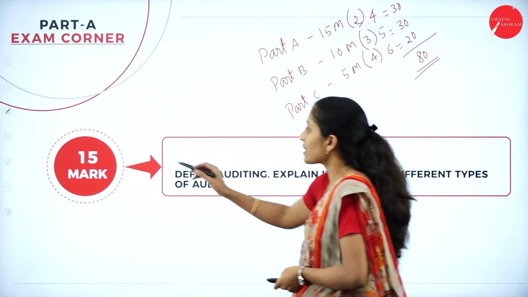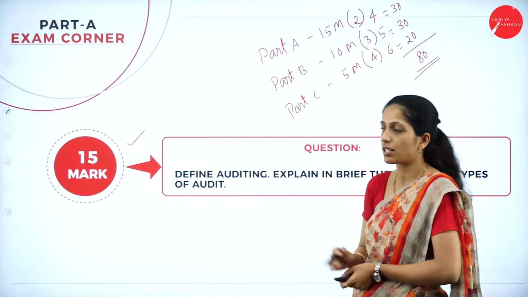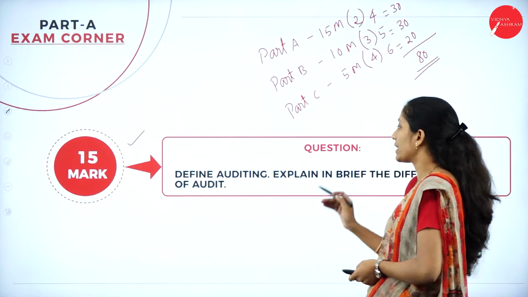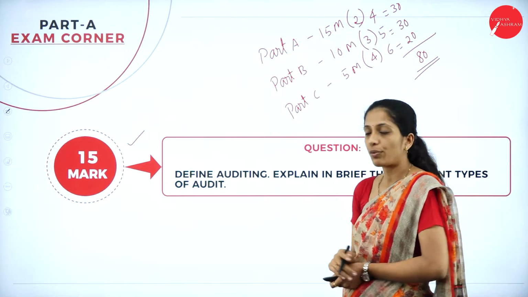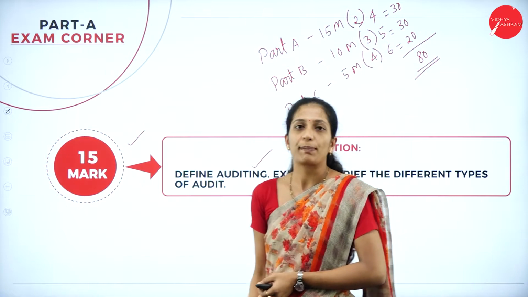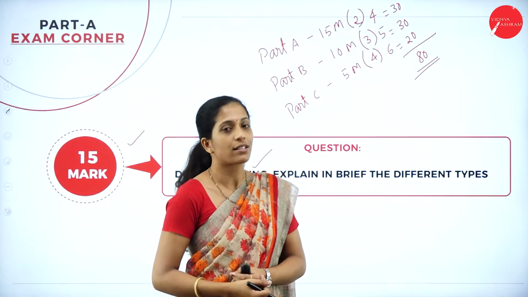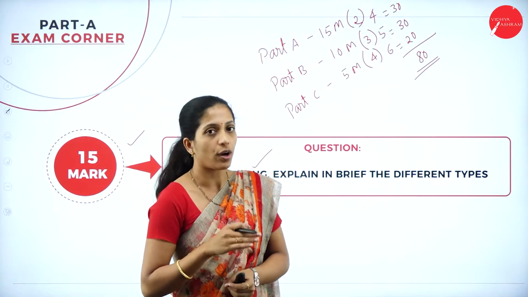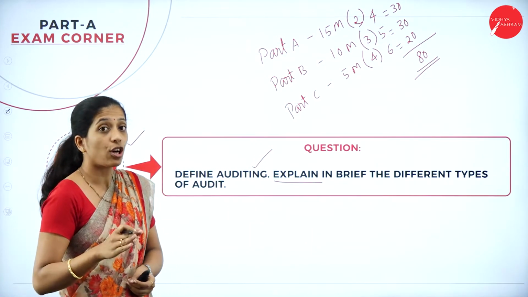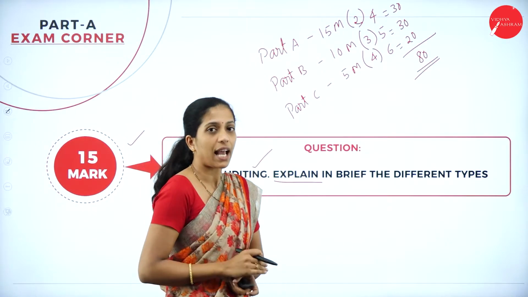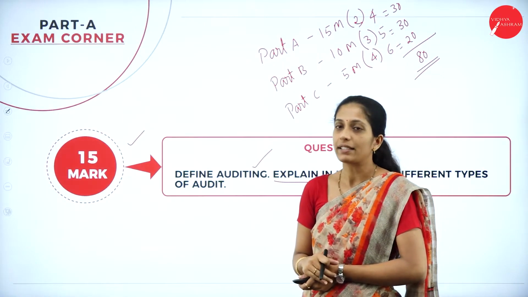Now here, this is a 15 marks question under part A. So your part A will be for 15 marks, where they will ask define auditing, explain in brief the different types of audit. So we know about auditing, right? So what do you mean by auditing? Brief examination or verification of books of account is called as auditing, and there are various types of audit, and they have asked us to explain that various types of audit. So make sure that you will explain each and every type of audit, since they have asked for 15 marks and you have to explain the types also.